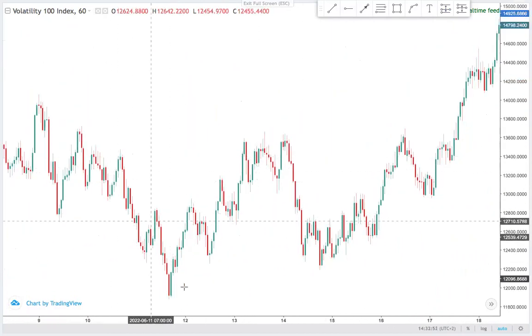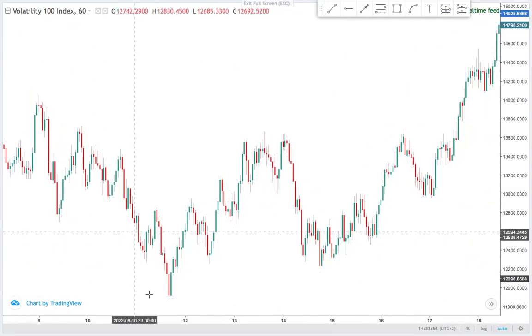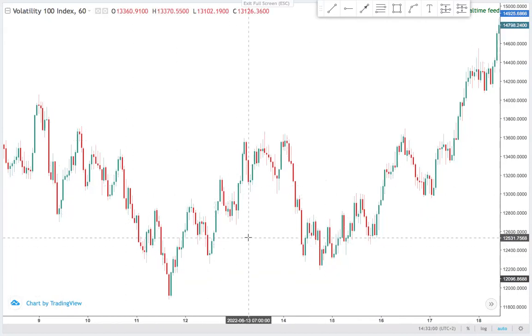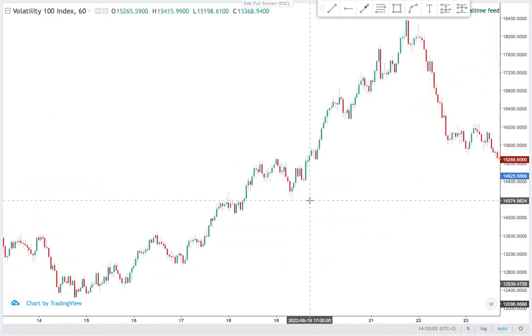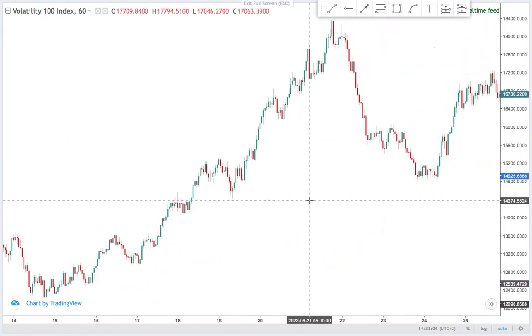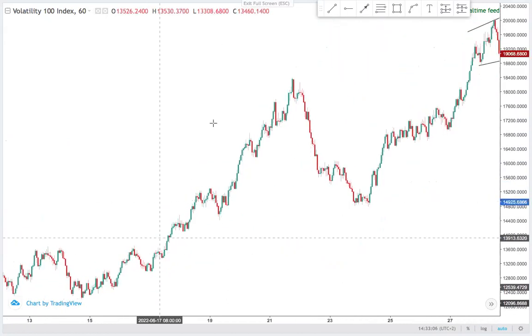Yeah, you can see another thing here. There is a head and shoulder. This is a different topic, but anyway, I wanted to show you something.